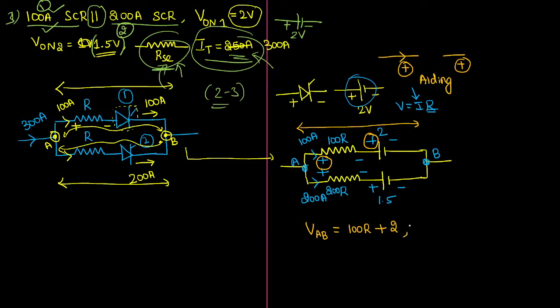In the same way, if you write the expression for this VAB in the alternative way, the second way, it is the voltage drop across the resistor along with the second SCR, plus the voltage drop 1.5. Anyway, you can measure this voltage in two ways. Now you can equate both right-hand sides, since both are VAB. So I can write: in the first case, 100 times R plus 2 will be equal to 200 times R plus 1.5. Any mistake in this? Just tell me now.